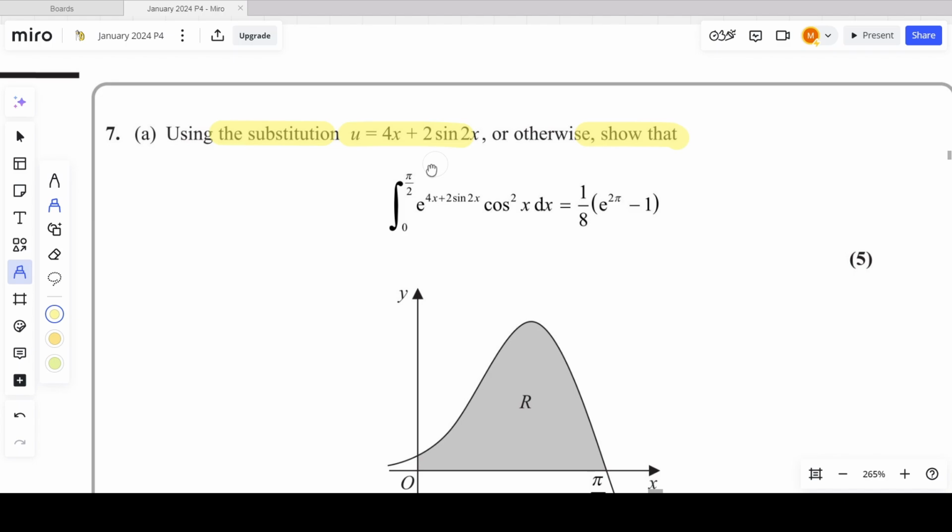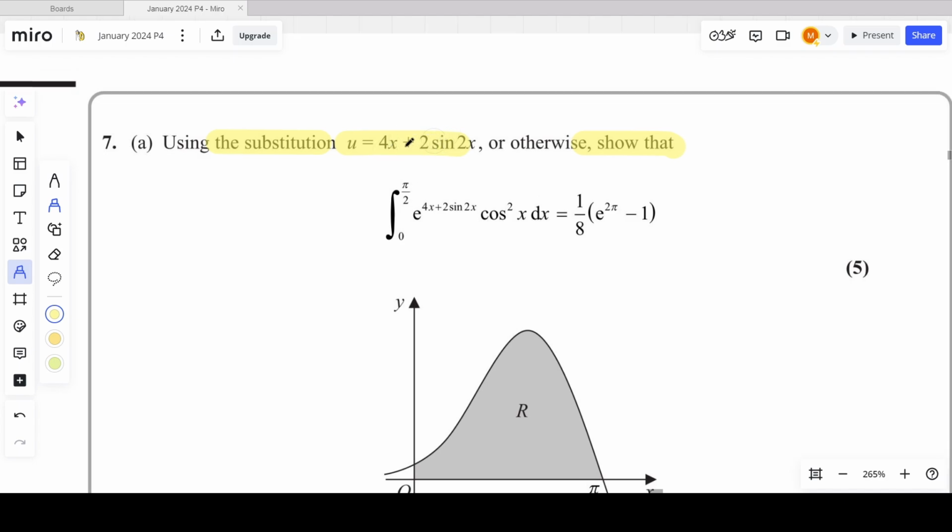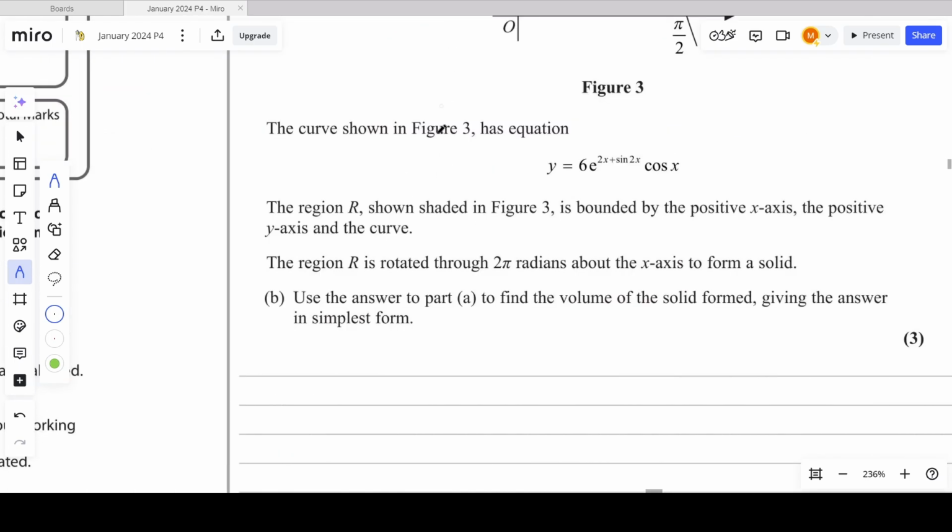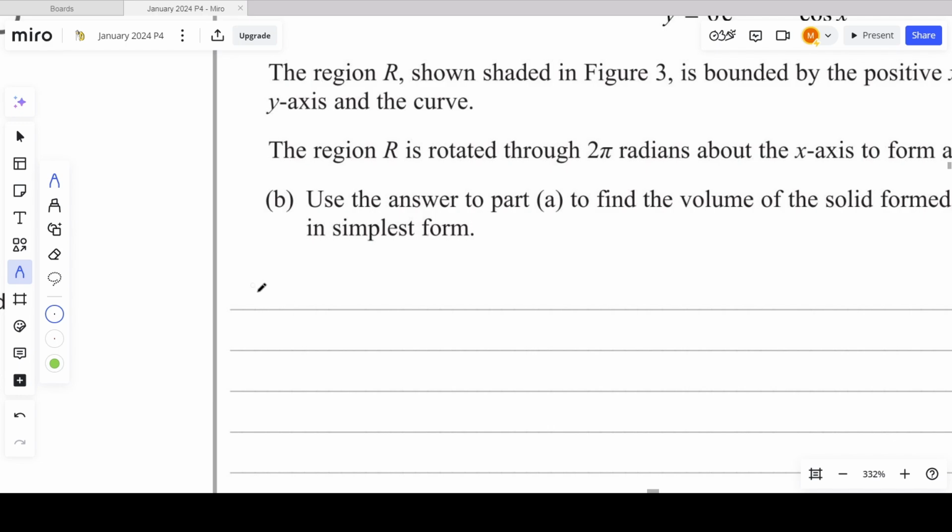So what is the substitution here? It is u equals 4x plus 2 sine 2x. When you do the substitution, we need to convert all of the terms with x to u. So let's do that. We will start from the left hand side for part A.